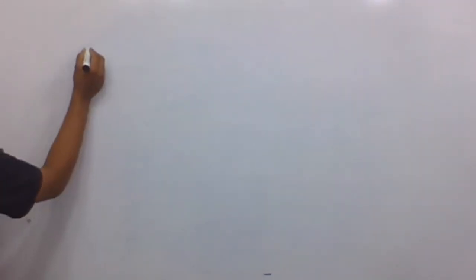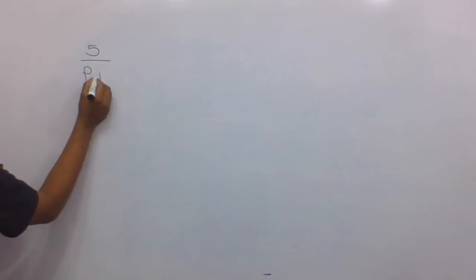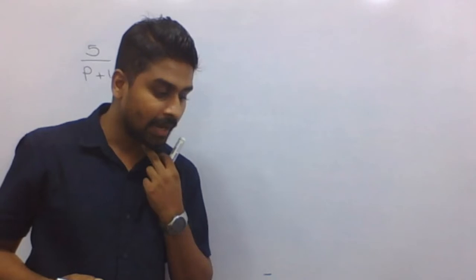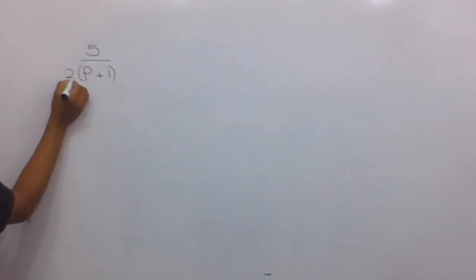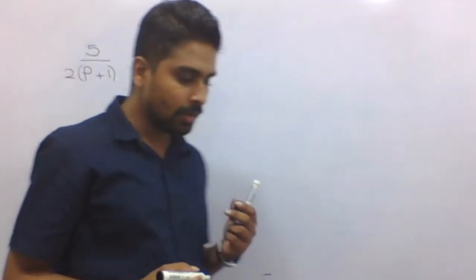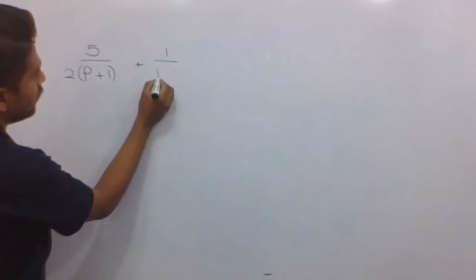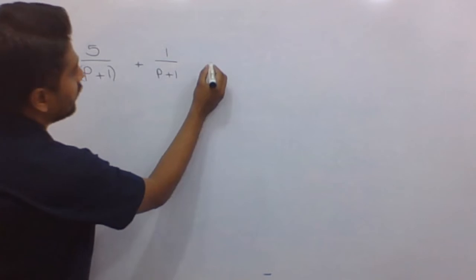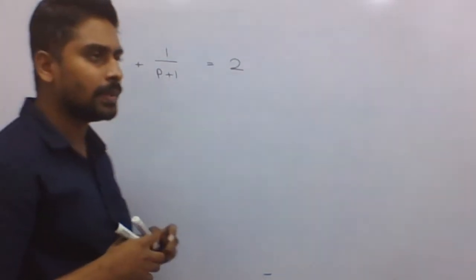It is 5 over p plus 1, then here there is a 2 also, the next one plus 1 over p plus 1 equals what? Equals 2. Here also we can do the cross multiplication.